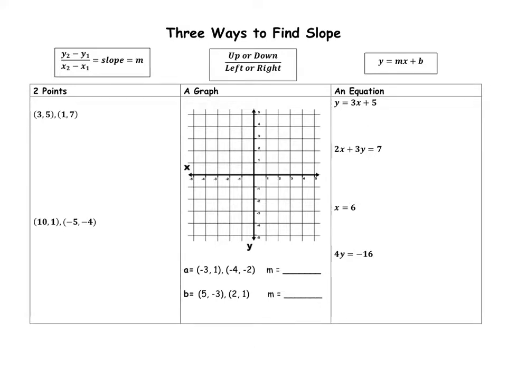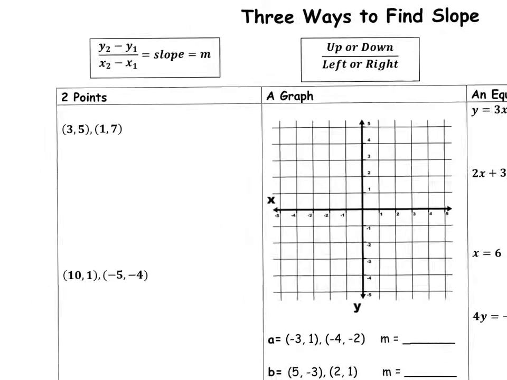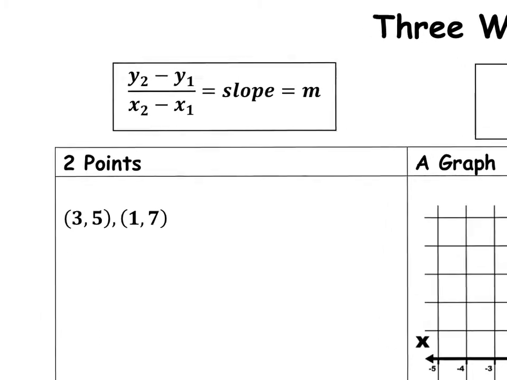All right, today we're going to review three ways to find a slope. One from two points, and you find it with the slope formula. One from two points, and you're graphing it and find your rise over run, or just from an equation. Okay. So this one here, we're going to start on the left.